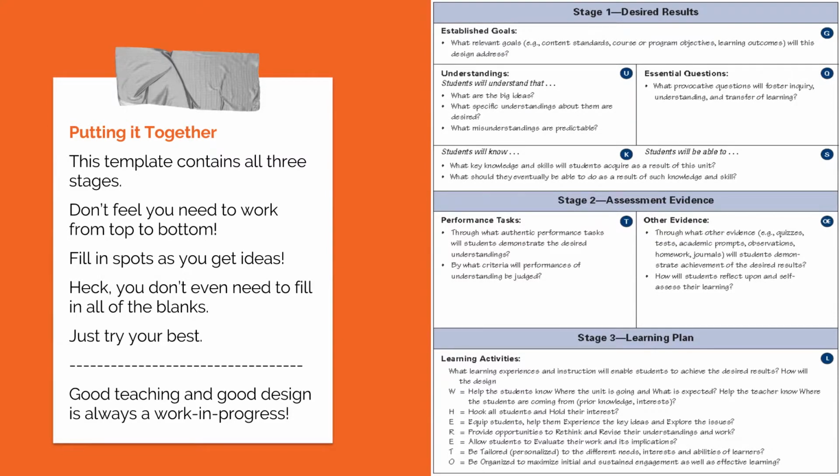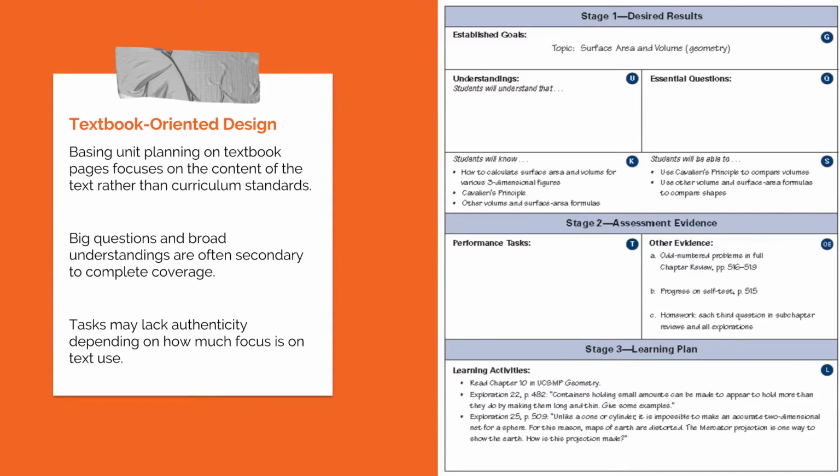So last up, let's see what it looks like in practice. Here's a typical unit plan that's not designed the UbD way. It's just following a textbook as the curriculum. As you can see at the top, the goals are typically just thought of as the unit title that you'll be teaching. In this case, it's surface area and volume. We often leave out big ideas and essential questions entirely. Knowledge and skills are typically just the stuff in the book pages.